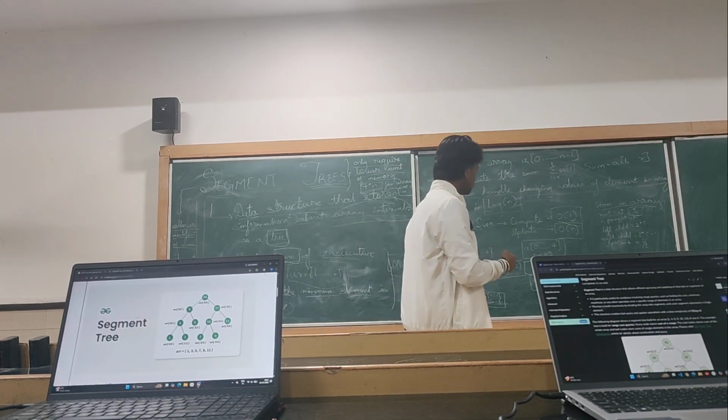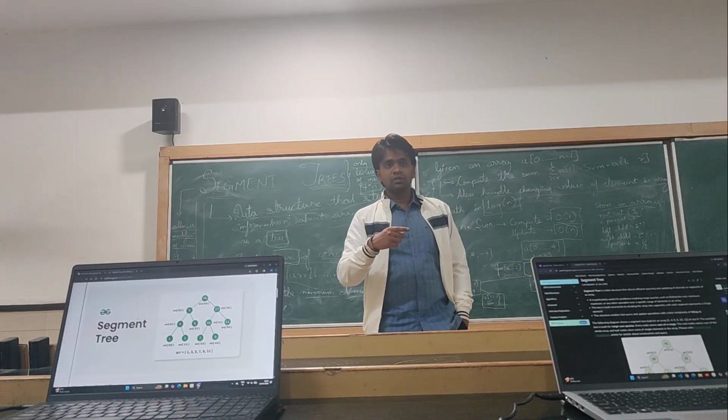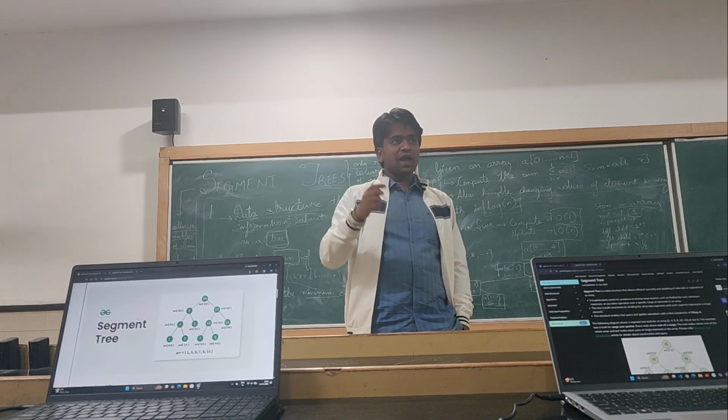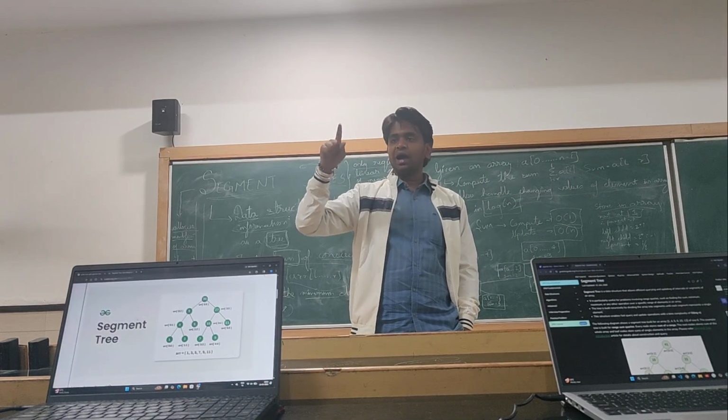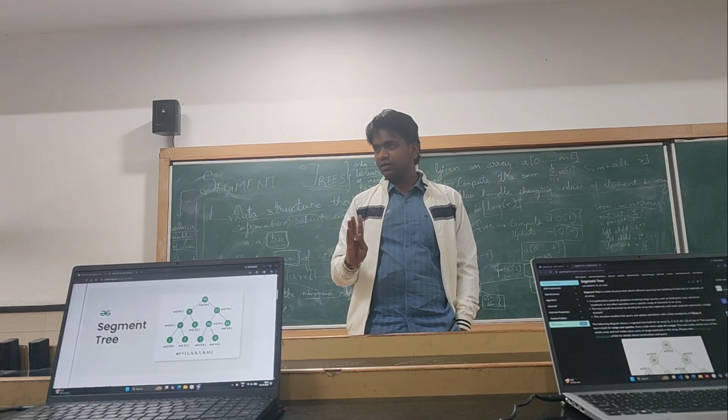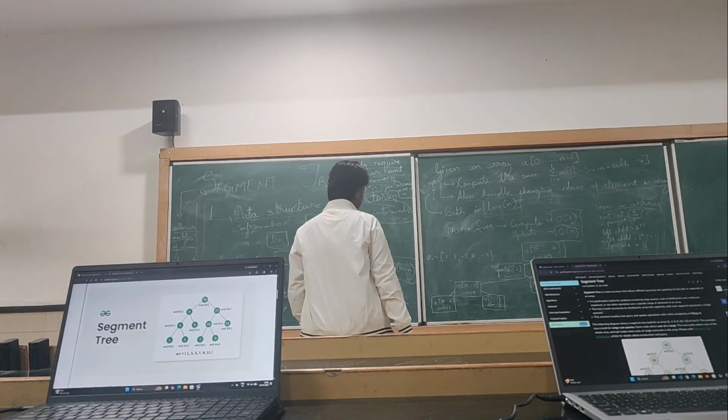I wrote minus instead of plus. The left child would be 2 into i, the right child 2 into i plus 1, and the parent would be i by 2. Very clear, right? See, this is how a segment tree looks.